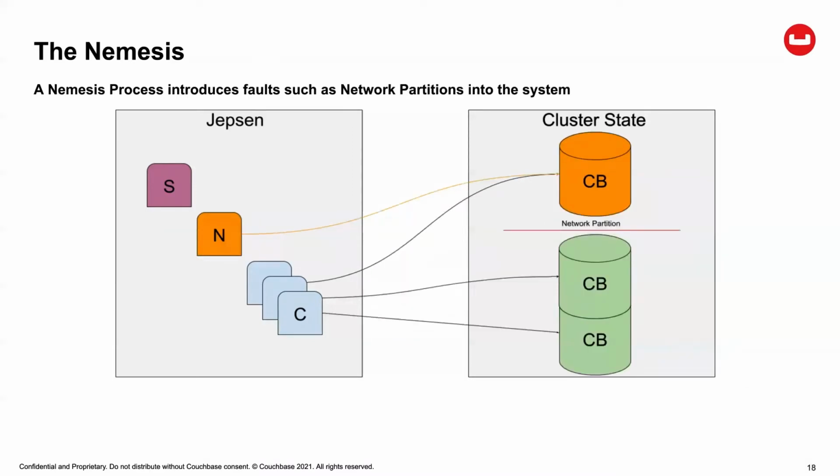In particular, Jepsen introduces faults such as network partitions, a type of internode communication fault known to manifest consistency errors in distributed systems. In this example, the orange nodes and the green nodes have been partitioned by the Nemesis and can no longer communicate.